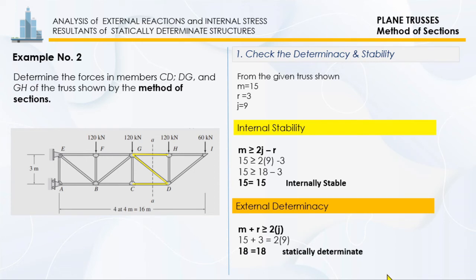So, next for external determinacy naman, using this one, M plus R is greater than or equal to 2J. Substituting again these values, we have 15 plus 3 is equal to 2 multiplied by 9. So, that will give us 18 is equal to 18. So, that is statically determinate. So, we could proceed to the next step.